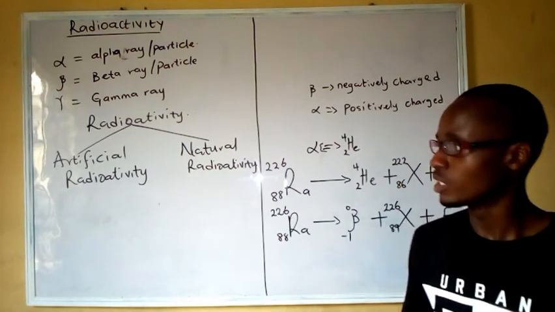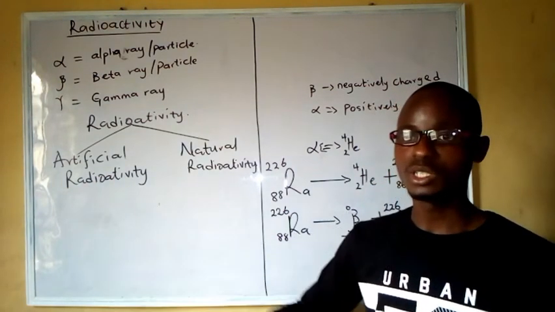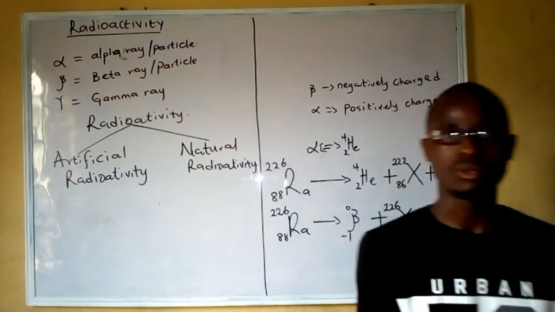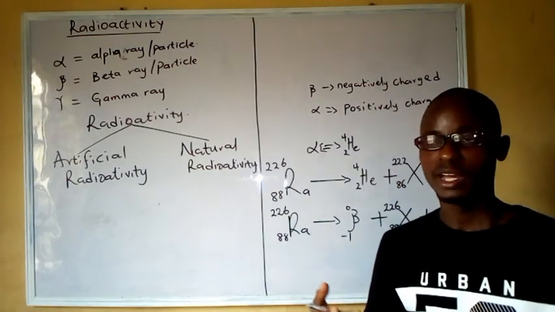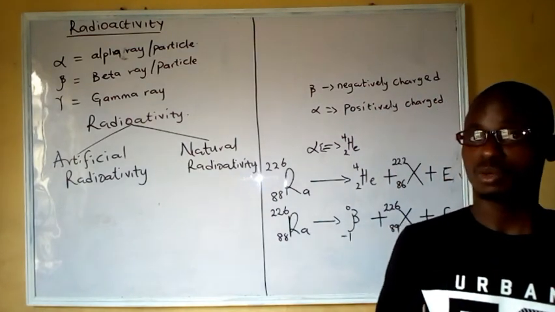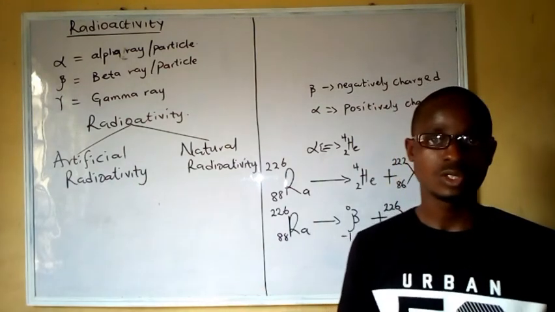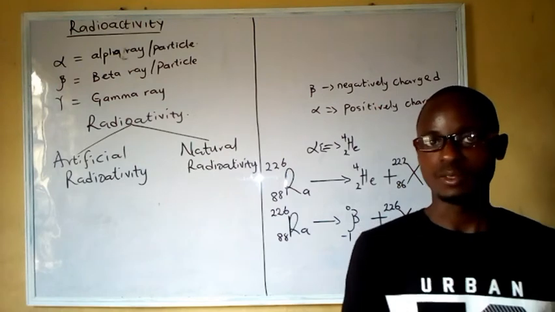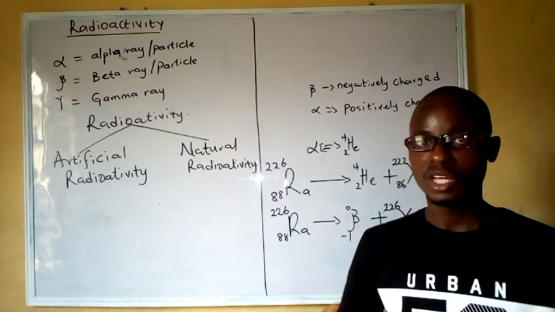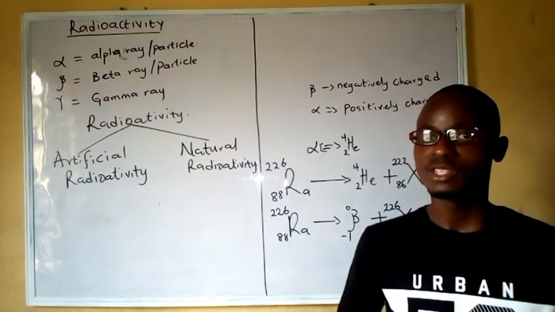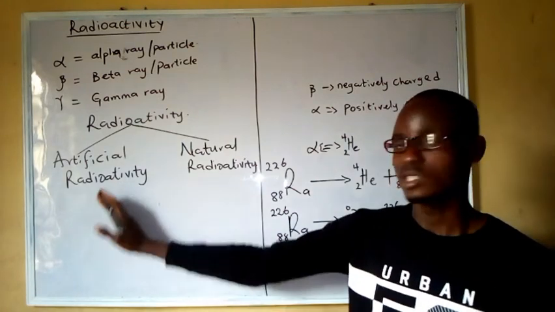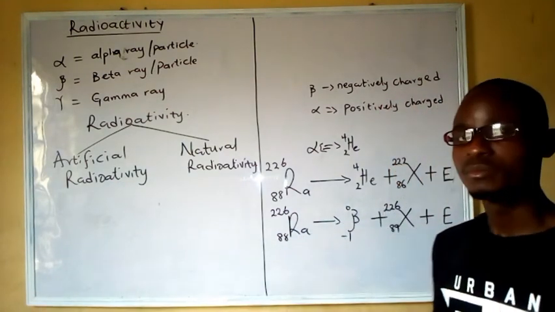In such a process, we call it artificial radioactivity. This is performed by an external body, like material equipment or machines that could be used to fire neutrons at the nucleus of a non-radioactive element, making the atom of such an element radiate. So this process is artificial radioactivity.